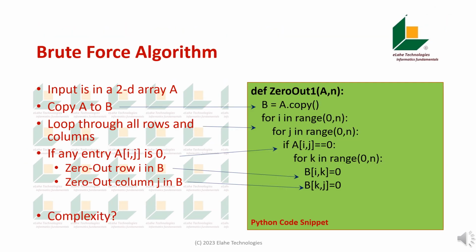Here is the pseudocode and the Python code snippet for a simple brute force algorithm for the problem. We create a copy B of the input matrix A. We loop through all rows and columns of the matrix A. If any entry is 0, we simply zero out the corresponding row and column of B. For a matrix with n rows and n columns, the algorithm has a time complexity of order n cube. The algorithm also uses an additional order n square space for storing the copy of the input matrix.